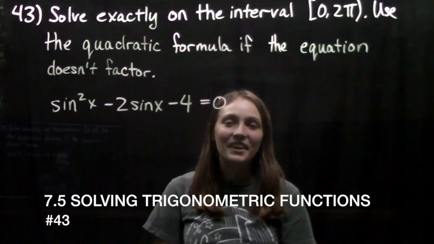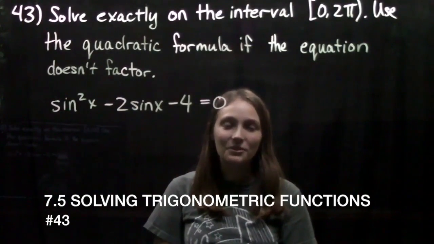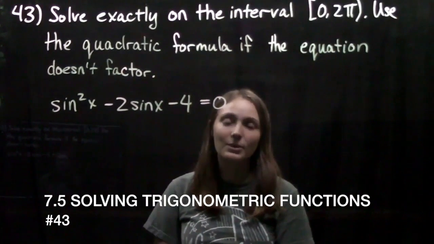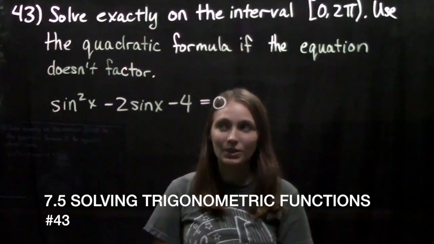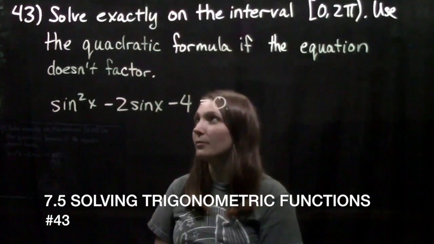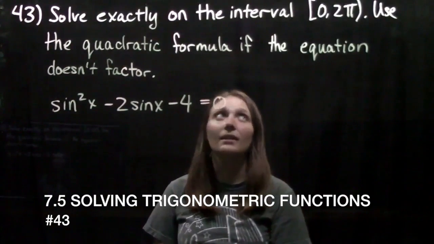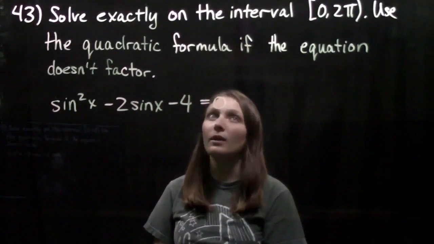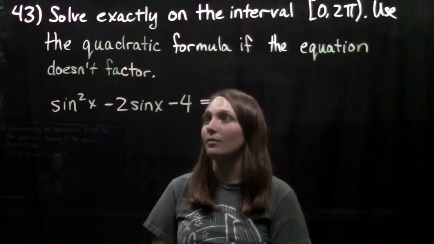Hey guys, in this video we are in chapter 7 on trigonometric identities and equations, and we're working through section 5, which is solving those trigonometric equations. And we're going through problem 43, which says solve exactly on the interval from 0 to 2 pi. Use the quadratic formula if the equation doesn't factor.